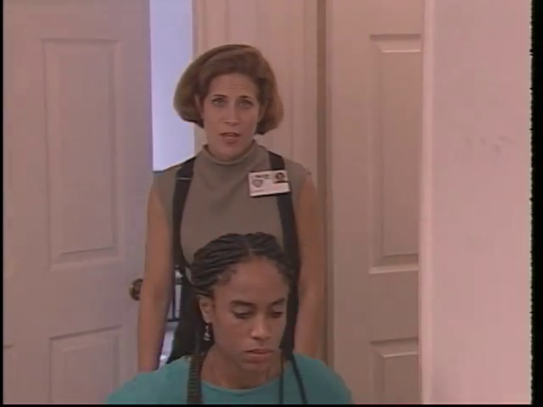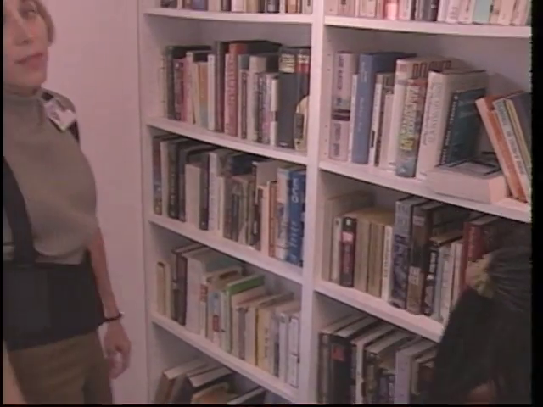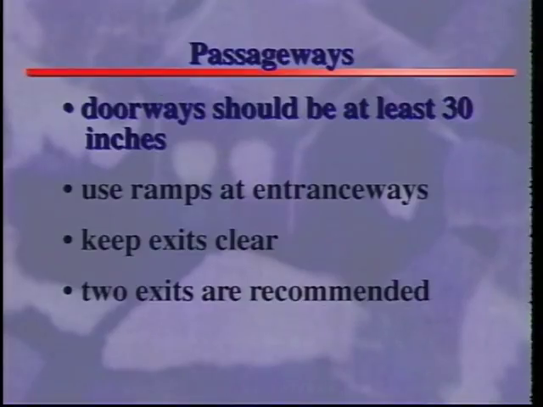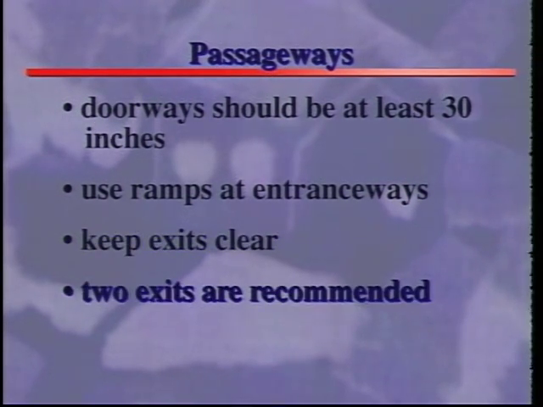When it comes to passageways, doors, and hallways, access and maneuverability are key issues, especially for wheelchair users. The common barriers to independent use of a wheelchair in the home are stairs or other elevations, narrow hallways, and narrow doorways. Doorways and hallways less than 30 inches wide present serious obstacles to wheelchair use. Ramps can ease the transition through entranceways. Exits from the home should remain unobstructed. It is strongly recommended to have 2 accessible exits from the home.